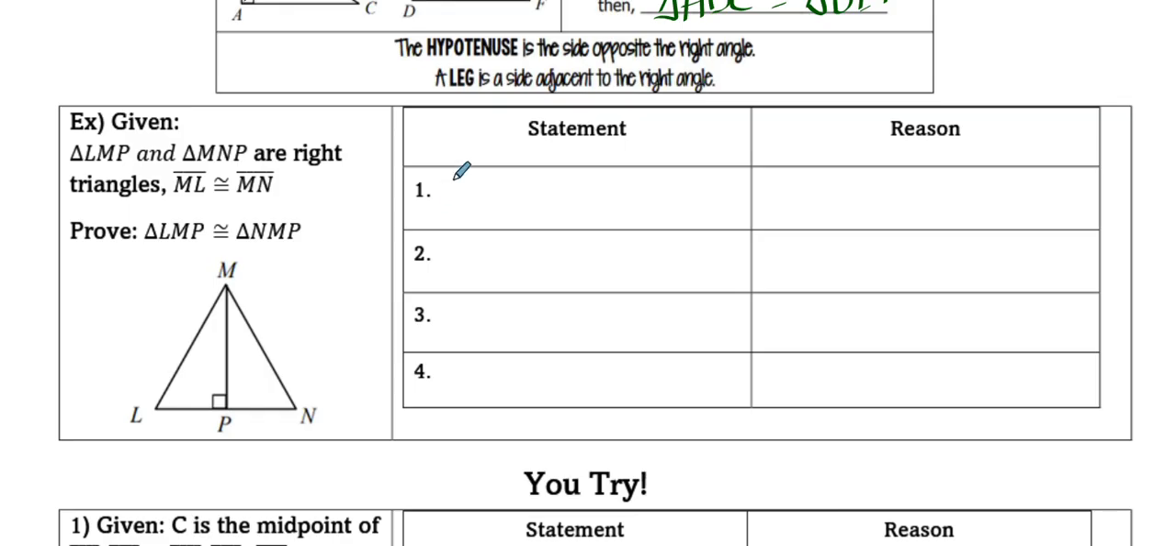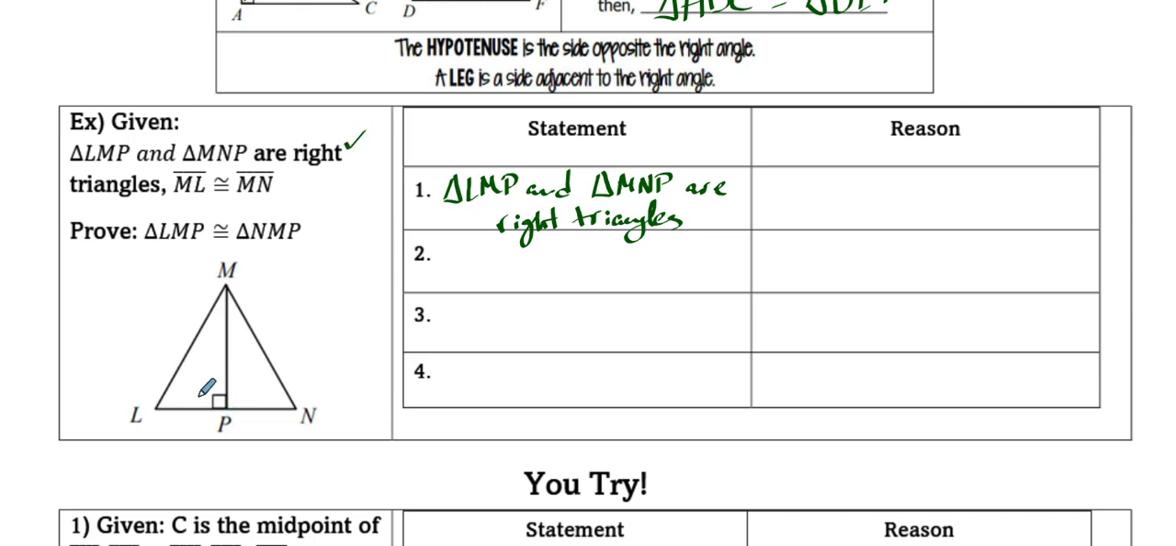All right, so let's first off say that we have some right triangles. This given information could show up in a few different ways. So we could say that these are right triangles. We could also just say that these are right angles. MPL, we could say that that's a right angle. That would accomplish the exact same information there.